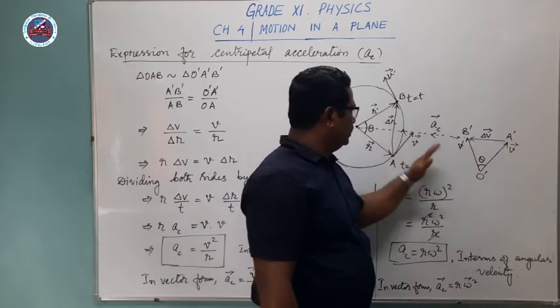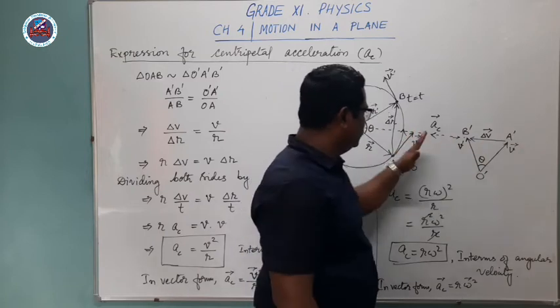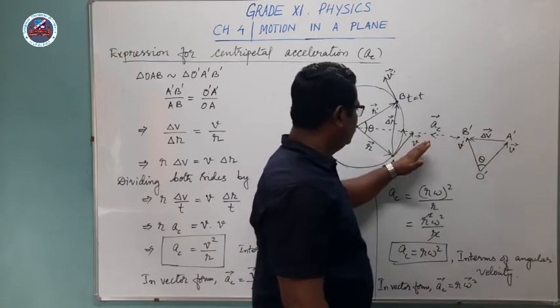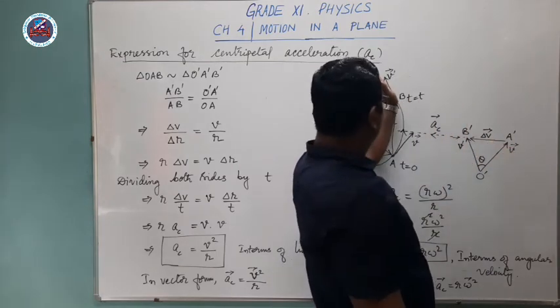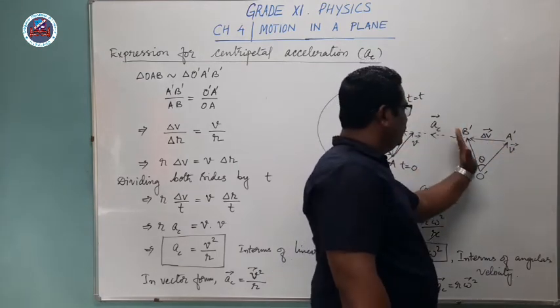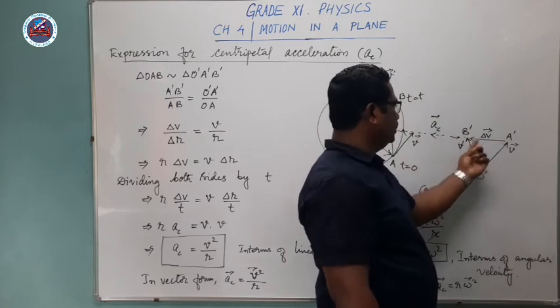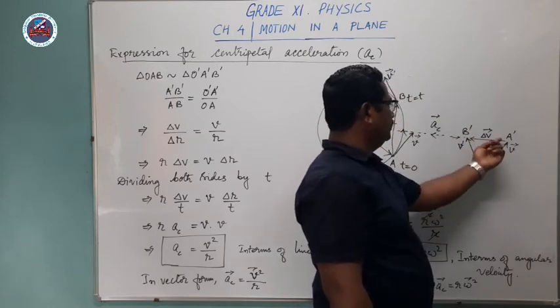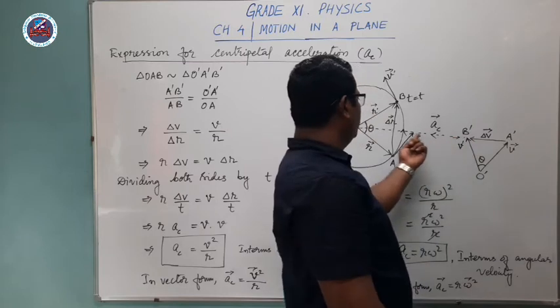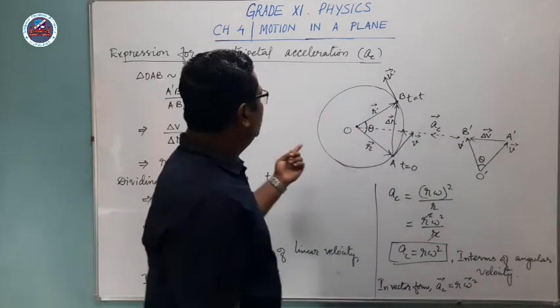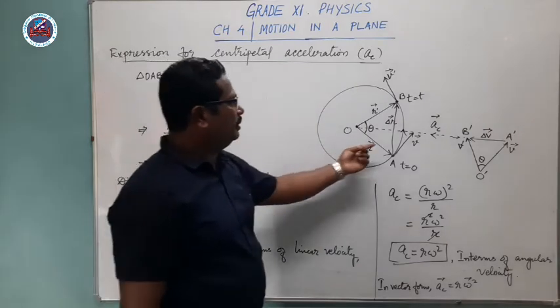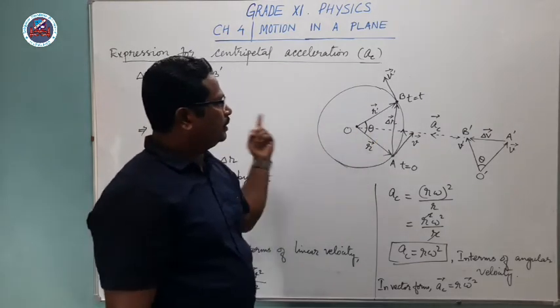How to resolve it? You bring the velocity vectors parallel. Velocity vector v, bring parallel like this, and this v dash also bring parallelly like this, and join it. Then the change in velocity, final velocity minus initial velocity, you can represent this way. It will be pointing at the center of the circular path. Centripetal acceleration always points towards the center of the circular path.